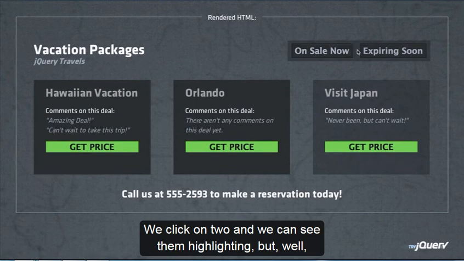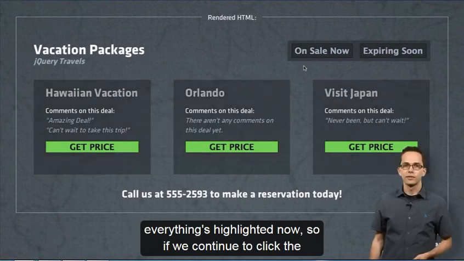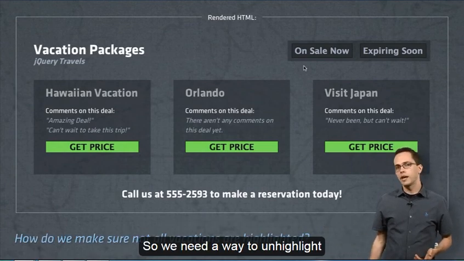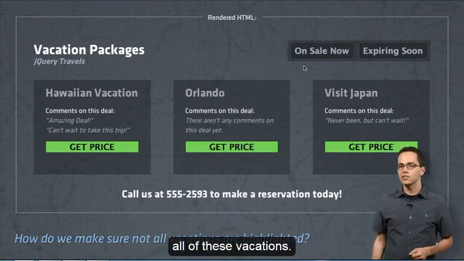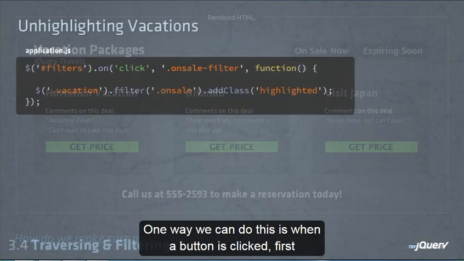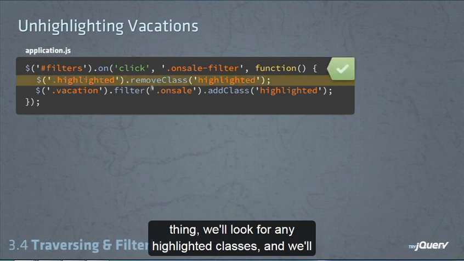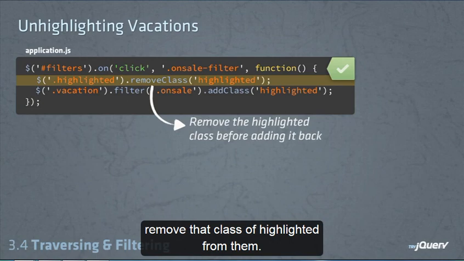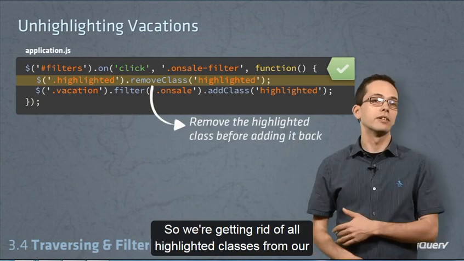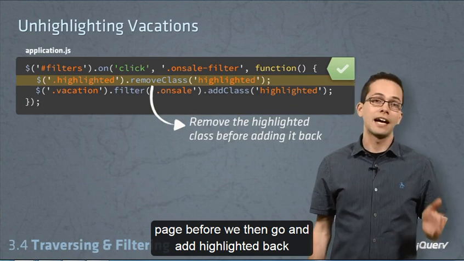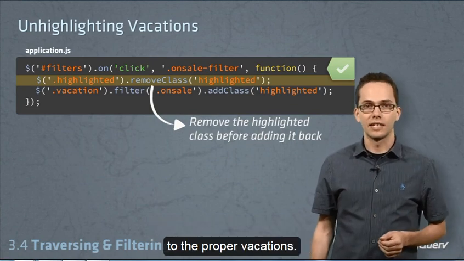We click on two and we can see them highlighting, but well, everything's highlighted now. So if we continue to click the buttons, nothing more happens. So we need a way to unhighlight all of these vacations. One way we can do this is when a button is clicked, first thing we'll look for any highlighted classes and we'll remove that class of highlighted from them. So we're getting rid of all highlighted classes from our page before we then go and add highlighted back to the proper vacations.